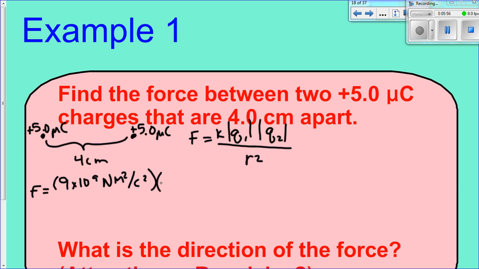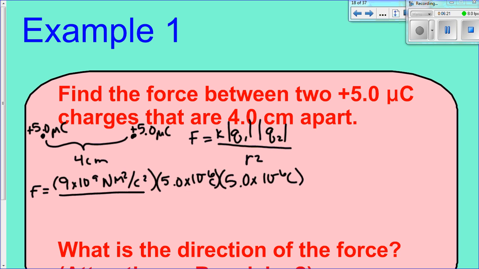Times, my first one is 5 microcoulombs. Now remember, it can't be microcoulombs, it has to be coulombs. So to do that, I'm going to do 5.0 times 10 to the negative 6. Remember, just adding on times 10 to the negative 6 is what converts that. And the second charge has the exact same charge. So the second one is also 5 times 10 to the negative 6 coulombs. And I should have coulombs over here.